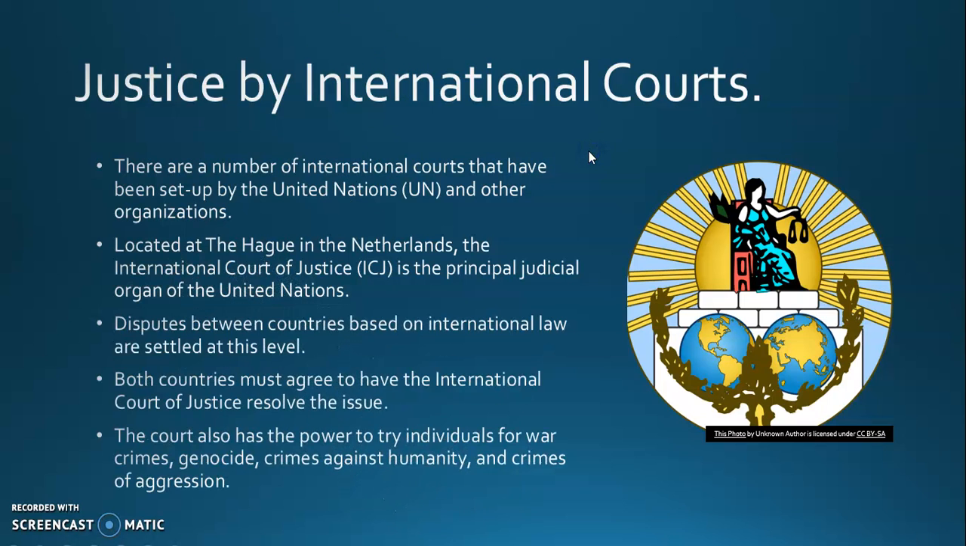Almost said United States, United Nations. Disputes between countries based on international law are settled at this level. Now, how this works is both countries must agree to have the International Court of Justice resolve the issue, and the court also has the power to try individuals for war crimes, genocide, crimes against humanity, and crimes of aggression.